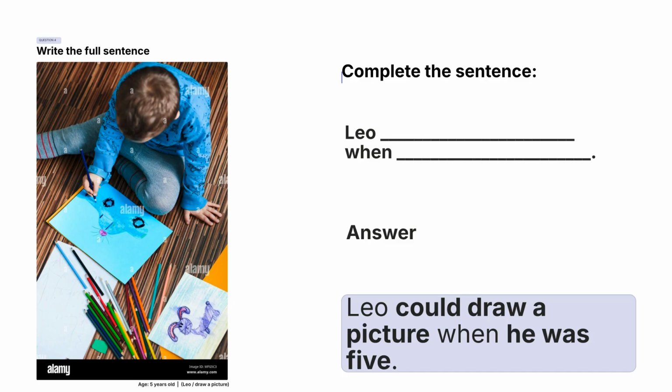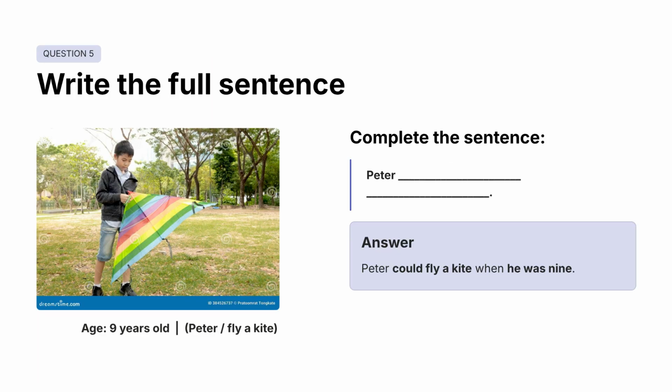Question 4 asks you to write the full sentence for Leo, who was 5 years old. The complete sentence is, Leo could draw a picture when he was 5. Question 5 asks you to complete the sentence for Peter, who was 9 years old. The full answer is, Peter could fly a kite when he was 9.